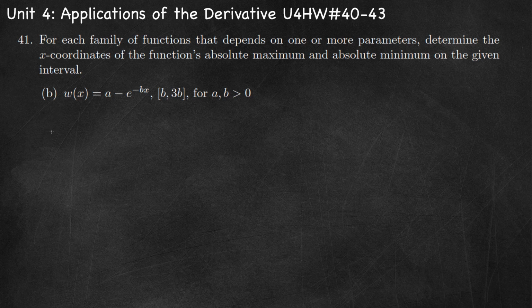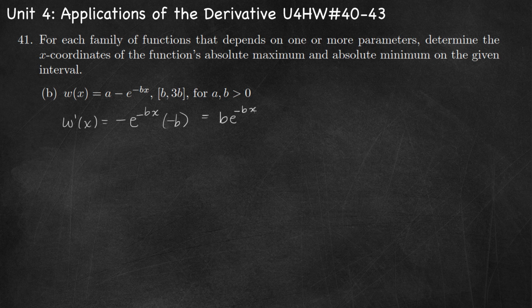Part B, w equals a minus e to the negative bx. We're working on the interval from b to 3b. A and b are both positive. Our derivative, w prime of x, equals derivative of a is 0 minus derivative of e to the negative bx is e to the negative bx times the derivative of negative bx, which is negative b. So multiplying by negative b, we get positive b e to the negative bx for our derivative.